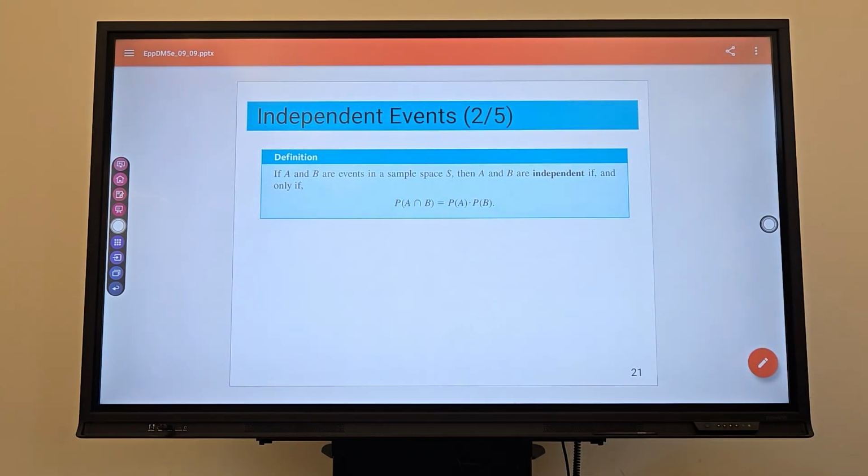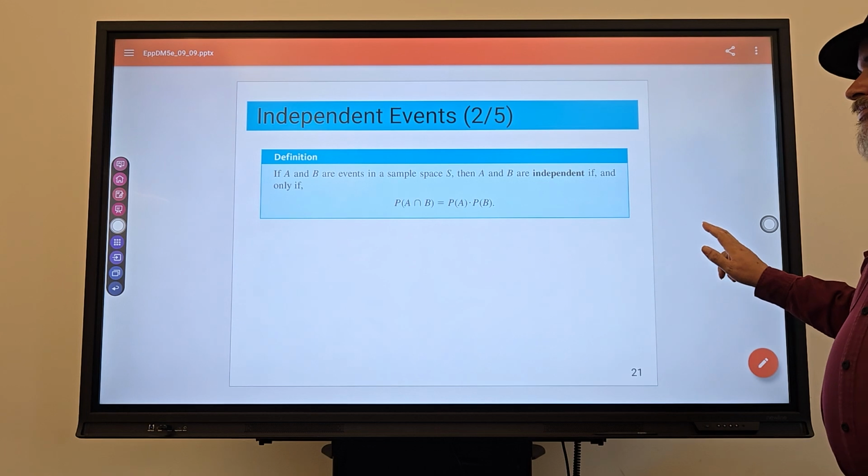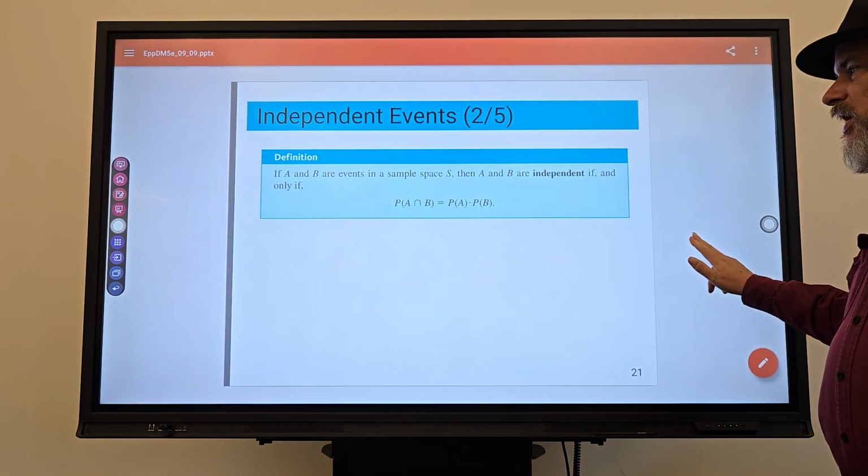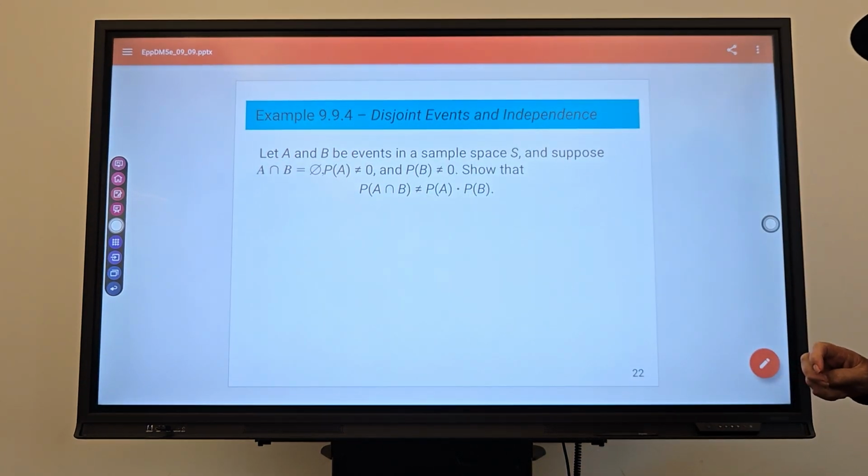Definition. If A and B are events in a sample space S, then A and B are independent if and only if the probability of the intersection of A and B is equal to the probability of A times the probability of B. That would be when they're independent.